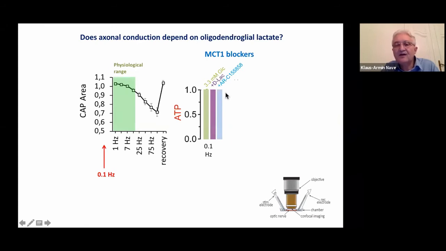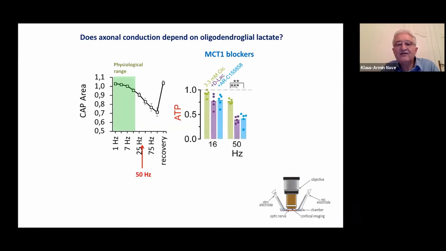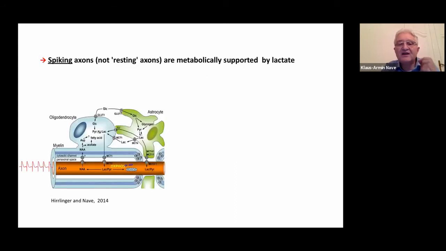That is remarkable. It requires higher and higher frequencies of stimulation in order to see the effect of these inhibitors. This in reality means that MCT1 blockers matter only if the axon is spiking. So it's the spiking axon, not the resting axon, that is metabolically supported by lactate. And we think this is quite important.